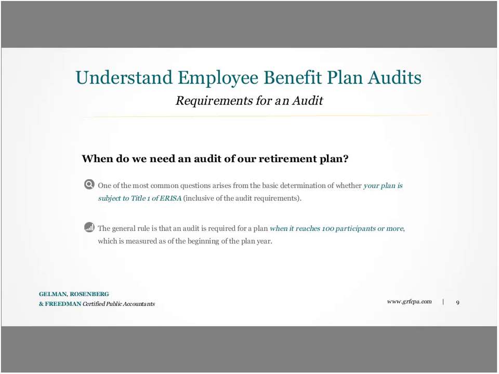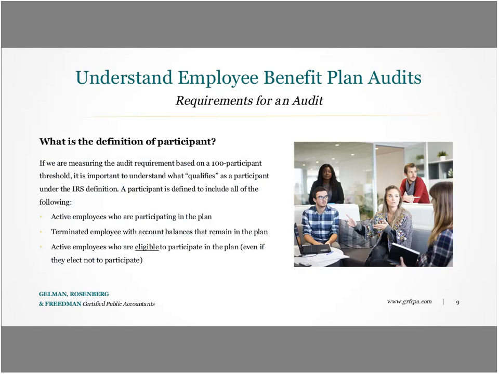So the general rule is that when your plan reaches 100 participants or more at the beginning of the plan year is when you are subject to audit. And a couple of key things here. Beginning of the plan year. So for your 2016 plan year end, you'd actually go back to January 1st of 2016, look at the number of participants to determine if you are at that 100 threshold or have exceeded it. Now, the other key thing, participant.